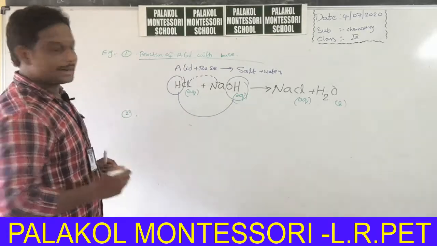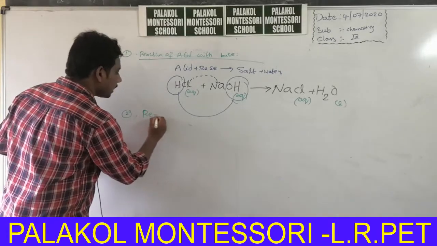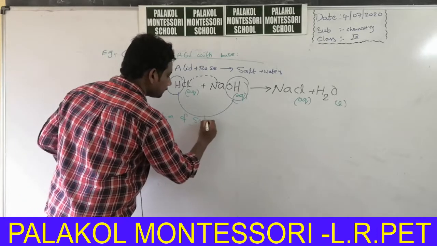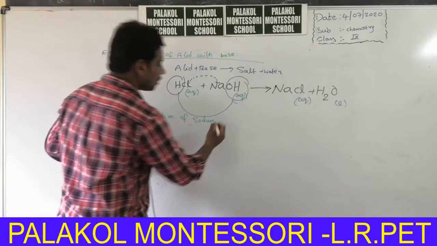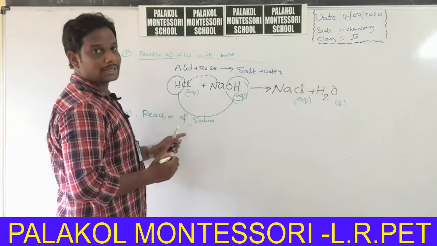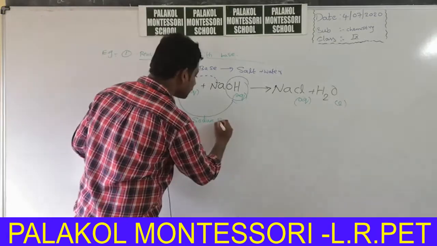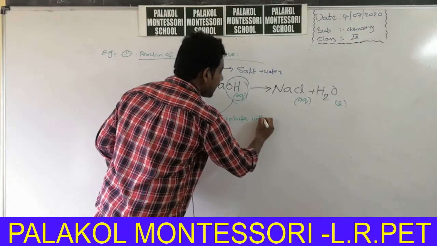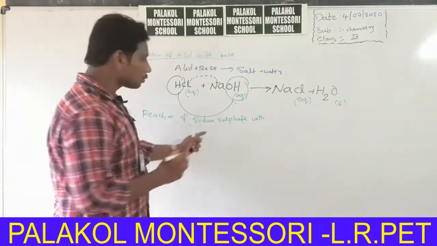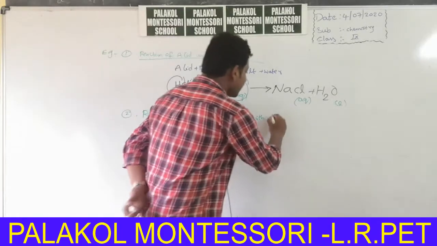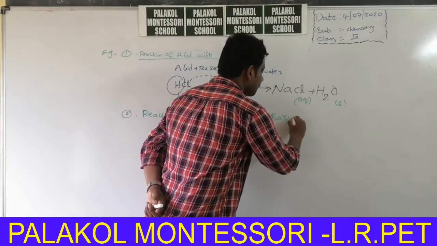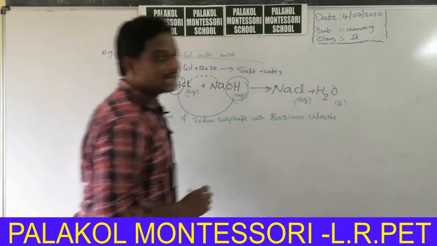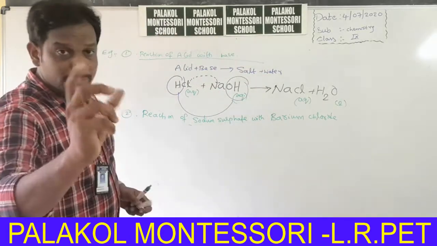Okay. Example 2 is reaction of sodium sulfate with barium chloride. This is also an example for double displacement reaction.